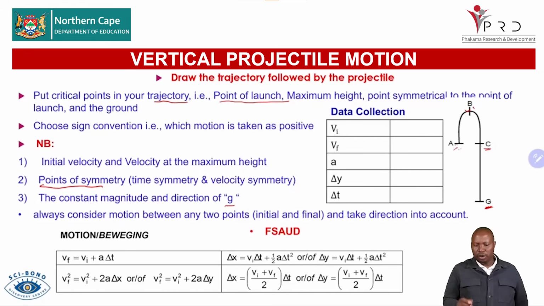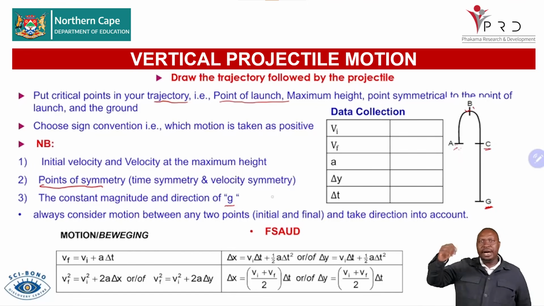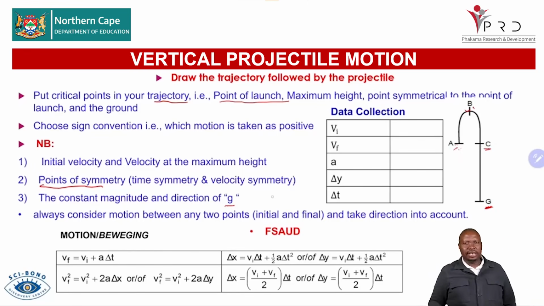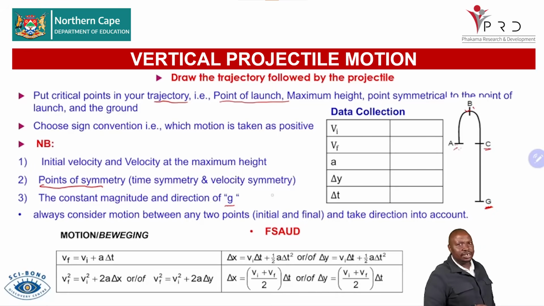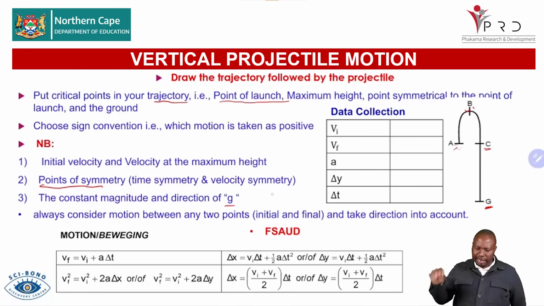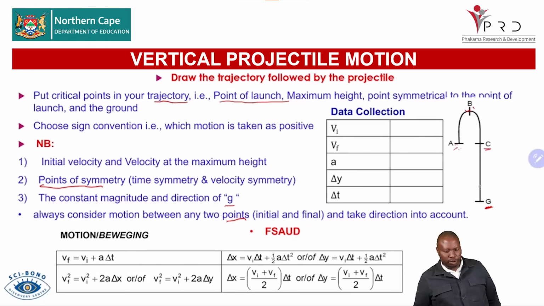The constant magnitude and direction of g: we're saying g, or gravitational acceleration, is always downwards and is 9.8 meters per second squared. Please, if they're asking what is the magnitude and direction of acceleration, you know gravitational acceleration is 9.8 meters per second squared downwards. Always consider motion between any 2 points. Please, instead of solving the whole scenario, let's solve it in small parts: A to B, B to C, C to G. Then it becomes easier for you to do that.